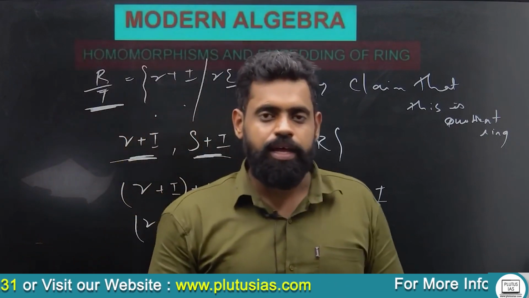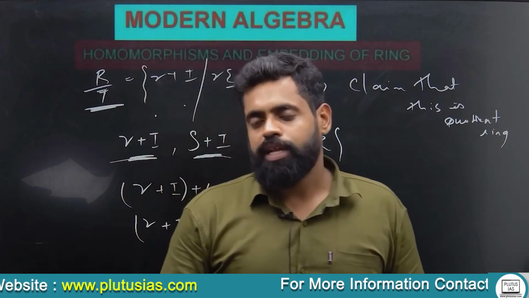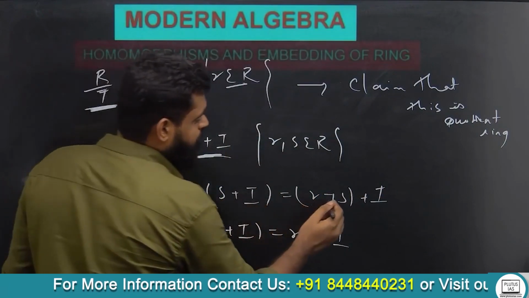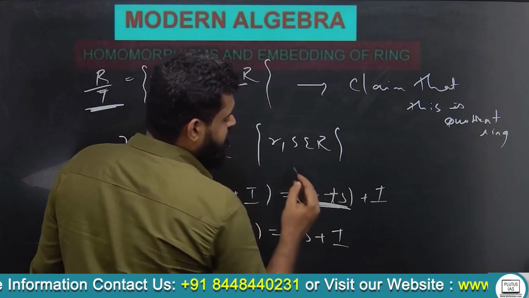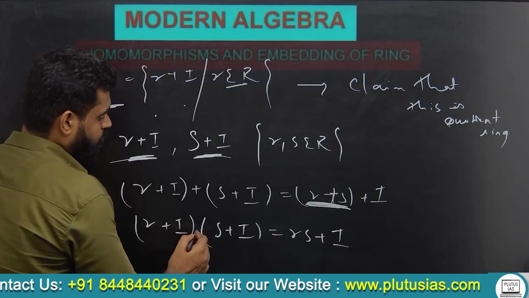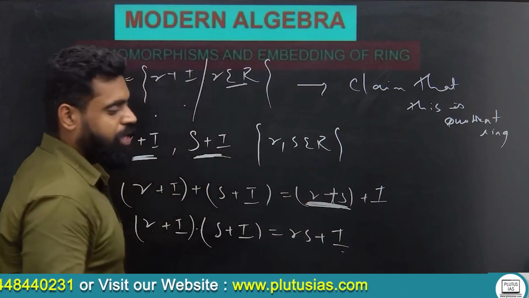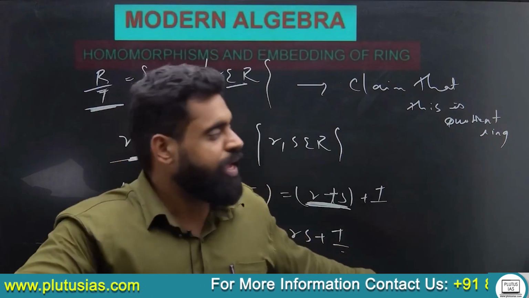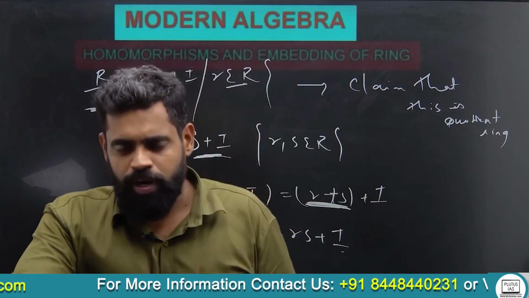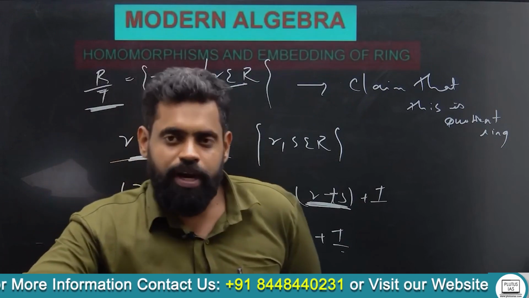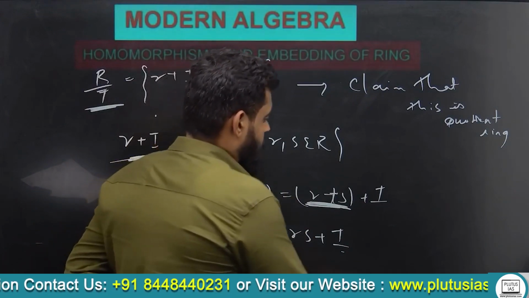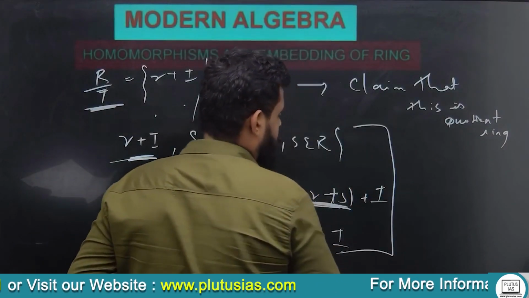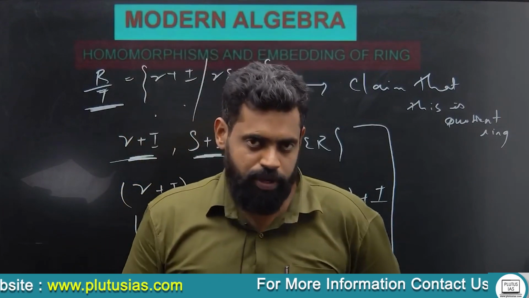I defined the operations, addition and multiplication, as r plus I plus s plus I given by r plus s plus I. This is normal addition in the ring. And r plus I times s plus I is rs plus I. I defined it like this, and it is well defined. You don't need to prove this for your examination, but it can be proved that it is well defined. For addition I can show you, and multiplication you can do by yourself for better understanding.